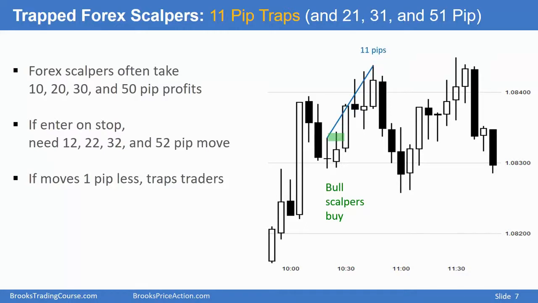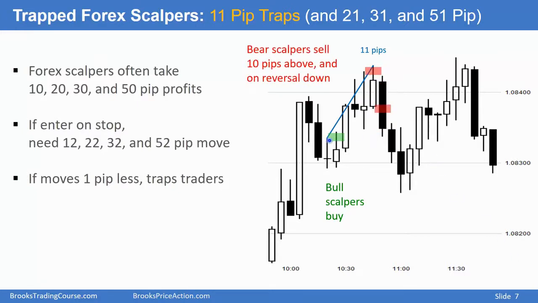This is an example. Bulls might buy 1 pip above the high of this bar, have limit orders to sell 10 pips above their entry, which is 11 pips above the buy signal bar, and then if it starts to drift down, these bull scalpers will be trapped. They'll still be in the trade, but without their profit, and at some point they give up.